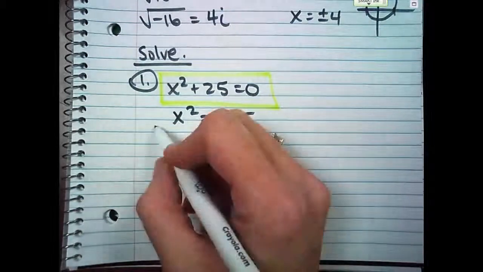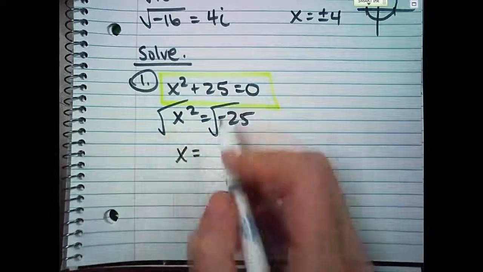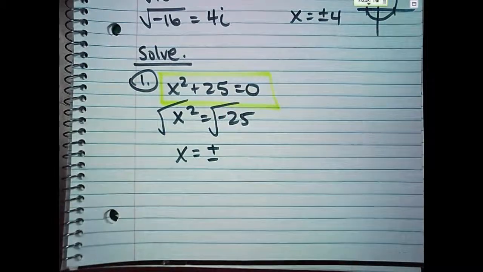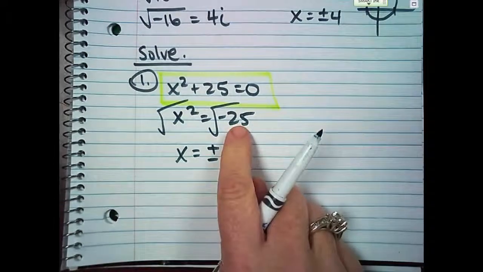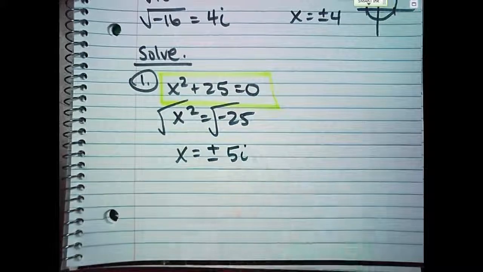But when you take the square root of this and think about it for a second, what does my answer have to be? It's x squared, so it's a positive version and a negative version of what? What is this 5 what? 5i. Because just regular 5 wouldn't work.